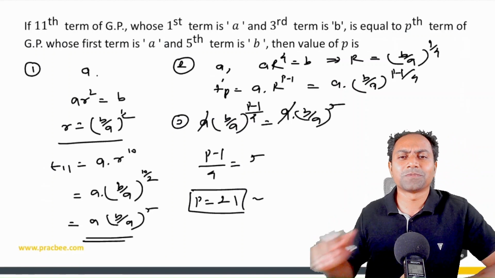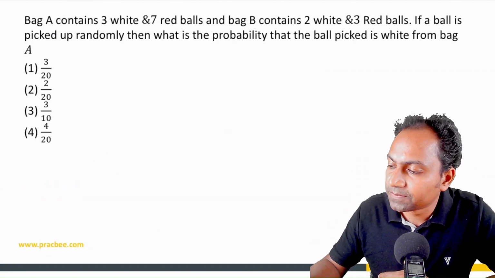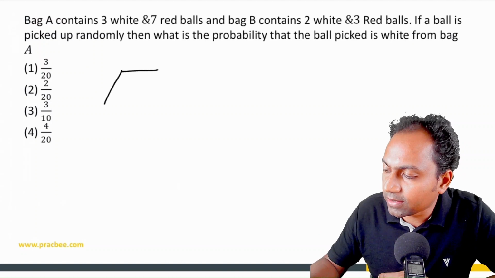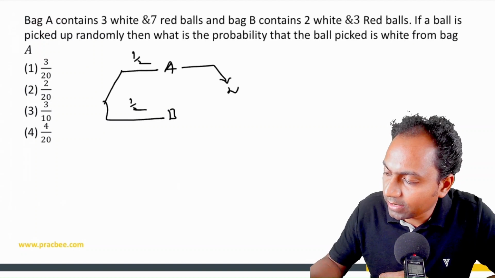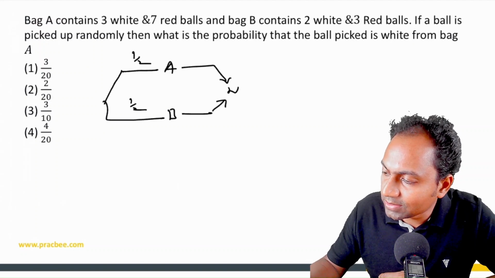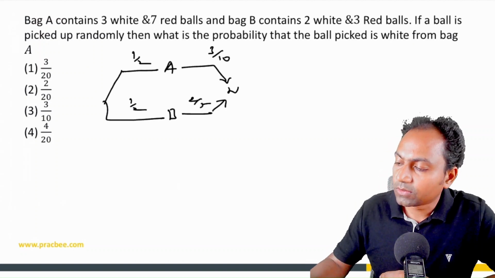Extremely simple question. Now what they are asking is, if I draw the tree diagram, either bag A will come or B will come. The probability is 1 by 2, 1 by 2. And then white ball is coming. So this branch will happen at 3 by 10. This branch will happen at 2 by 5. So this is what is happening.